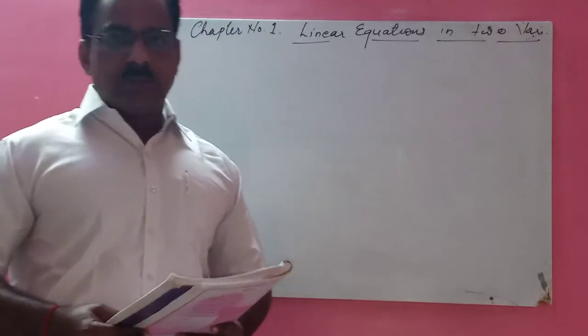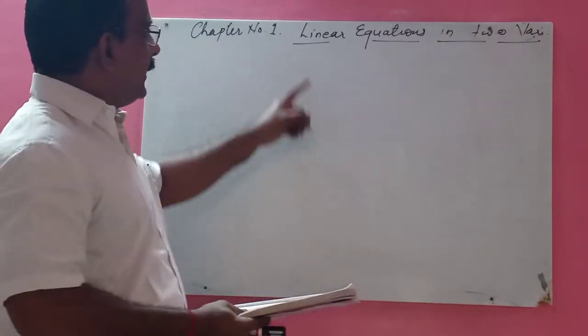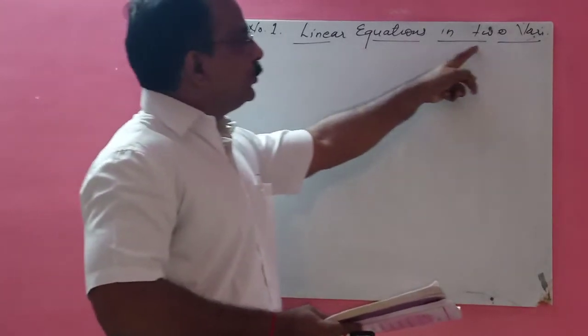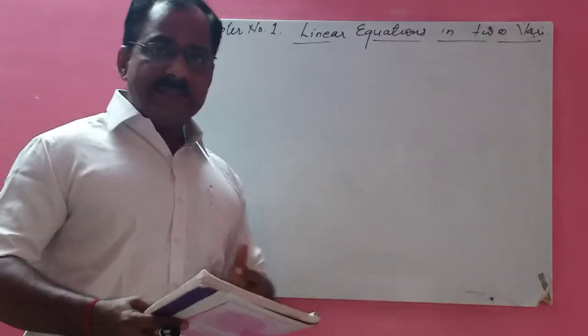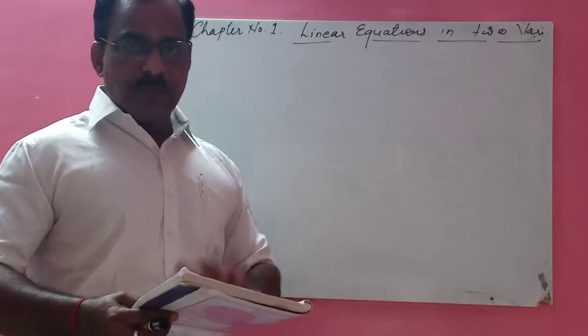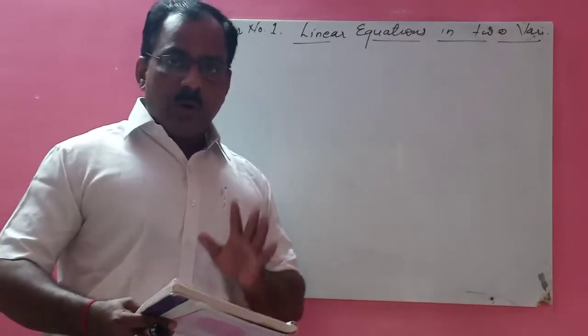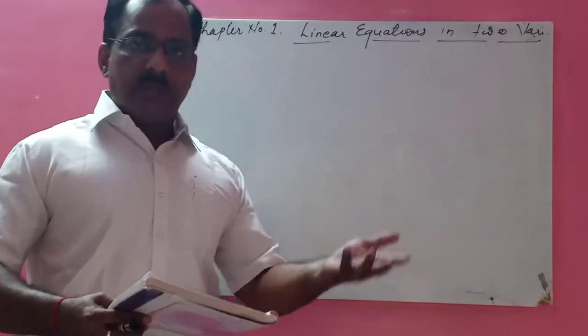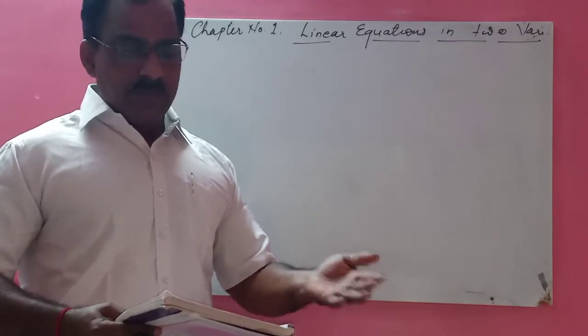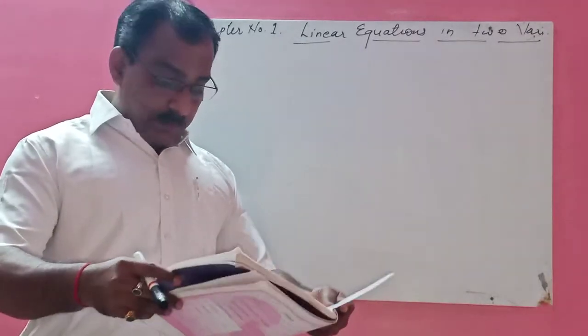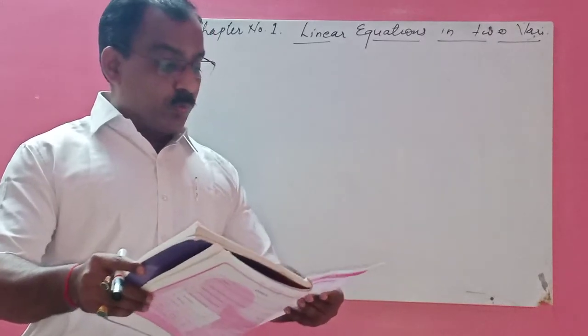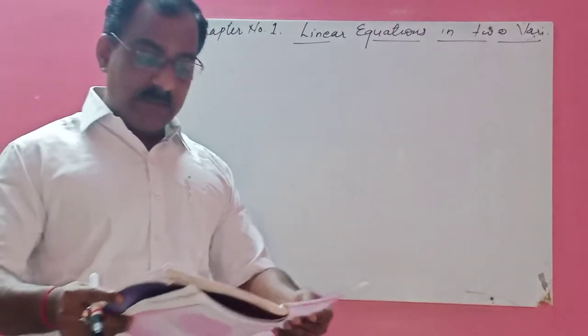Today I will do the solved examples of linear equation in two variables. Children, many solved examples are deleted from this chapter. I will do all the solved examples which are going to come in your SSC board exam. So please just check once again in your textbook. Page number 2, solved example number 1 is deleted.